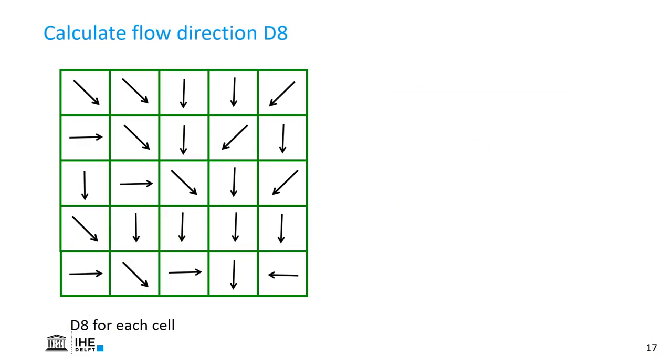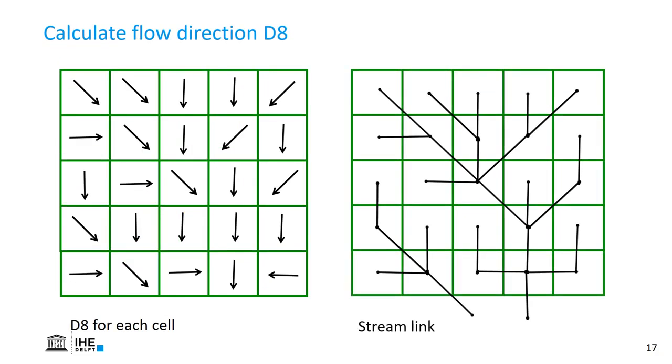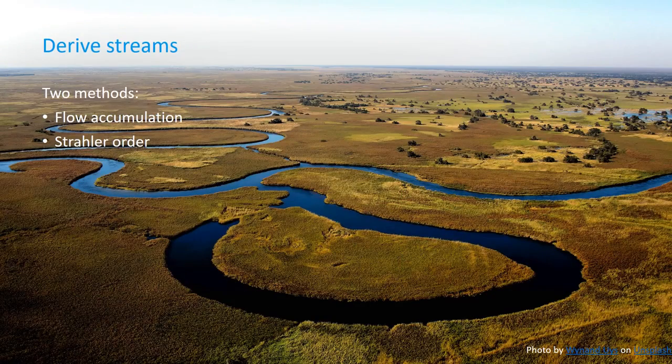So we do that for every cell. And then we can link the lines that flow in the same direction and in this way we can construct the stream network. The map on the right side is called the stream link map. Now the stream links are for every pixel, but not every pixel contributes to a river. Not all water that falls on a pixel becomes a river, so we have two methods to derive the stream. We can look at the flow accumulation, or we can look at the Strahler order.